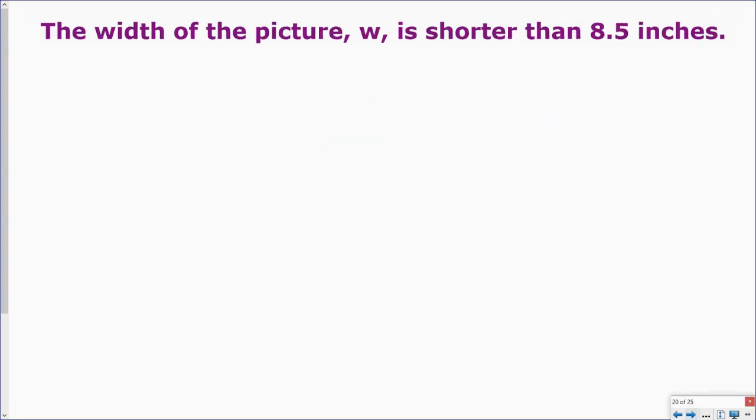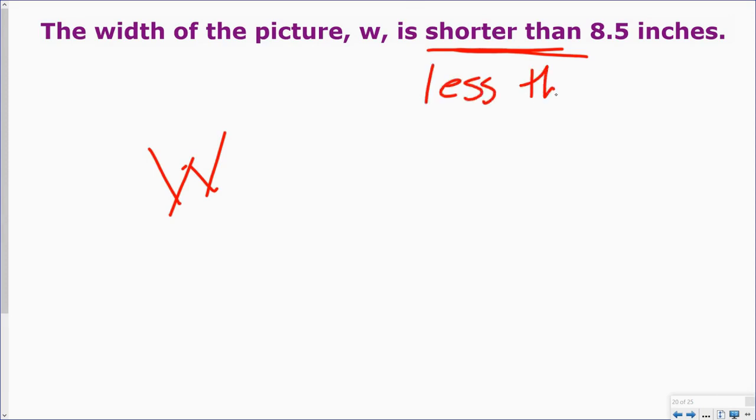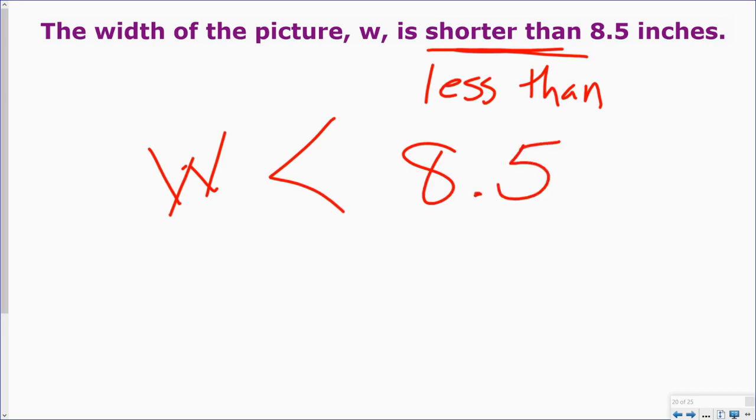The width of the picture, W, is shorter than 8.5 inches. So I have my variable, which is W. Shorter than would be the same thing as less than. And so I would have W is less than 8.5.